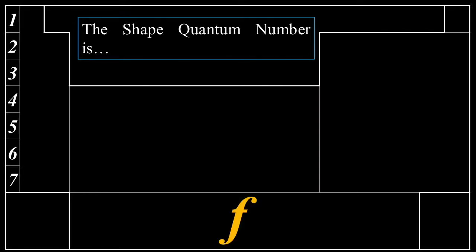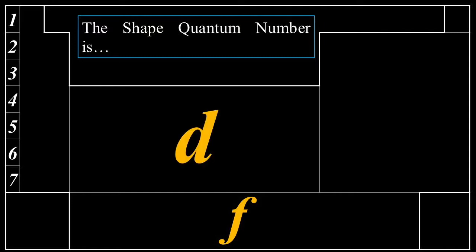Now, you'll notice that there are four sections to the periodic table. There's F, and then there is D, and then there is P, and I'm going to change the timing on this slightly.